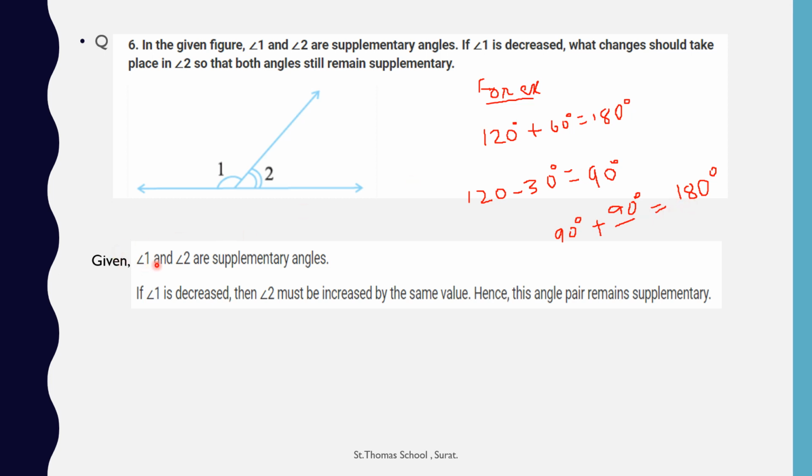So you can write the answer like this. You don't need to write this example, you can write like this. Given angle 1 and angle 2 are supplementary angles. If angle 1 is decreased, then angle 2 must be increased by the same value. Okay. If you have subtracted 30 here, then you should add 30 to angle 2. Hence, this angle pair remains supplementary. Clear?